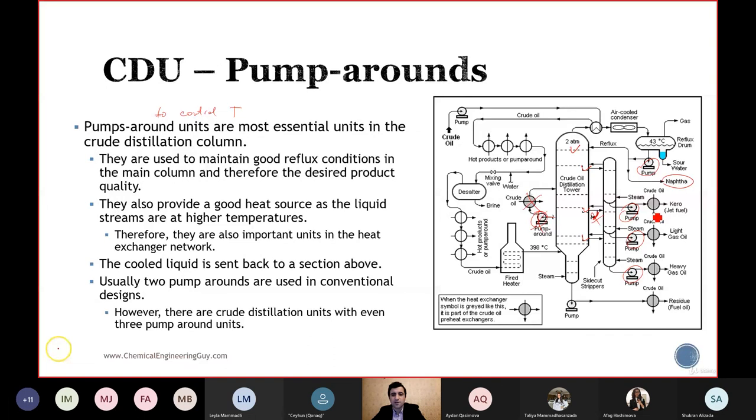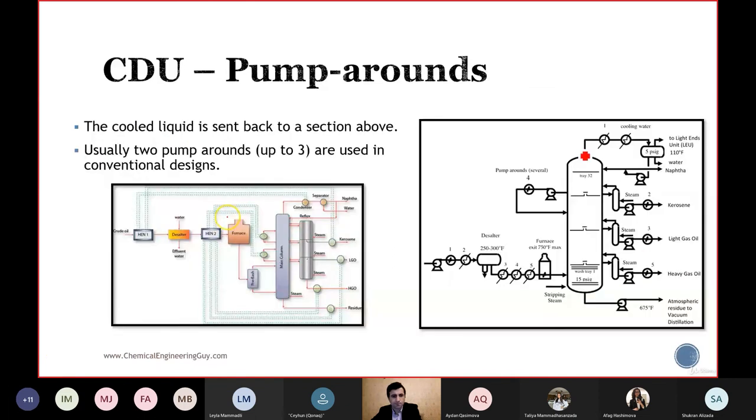For instance, reflux. If I have, let's say, naphtha in the gas, it means that I am stripping naphtha. I have to cool the tower overhead to save naphtha. I don't want naphtha to leave as a gas. That's what we do: increase the reflux, and then decrease the temperature at the tower overhead so that we don't let naphtha leave as gas. These all show the pump arounds and heat exchanger network. Usually two to three pump arounds are used in conventional designs for crude distillation units.